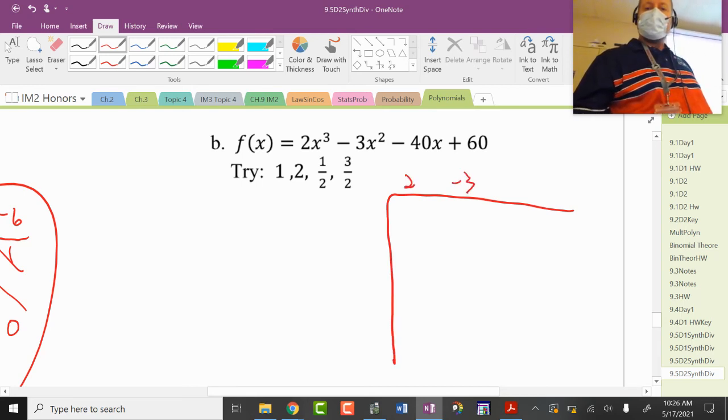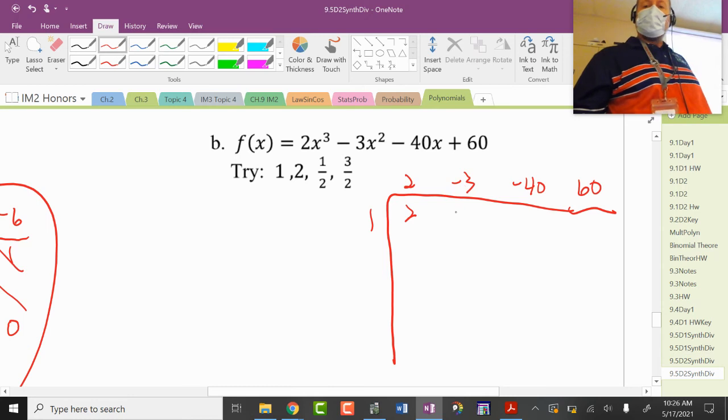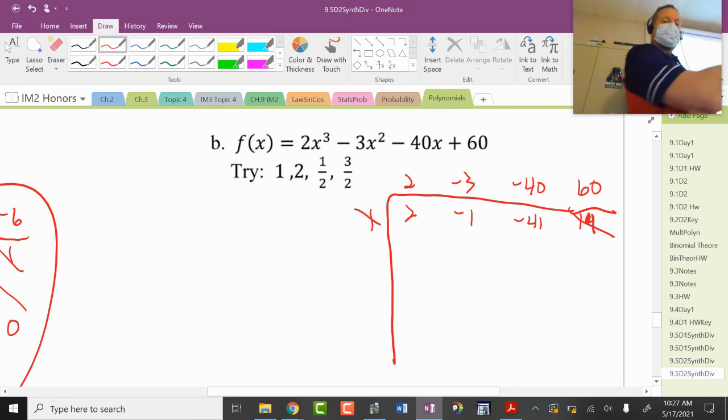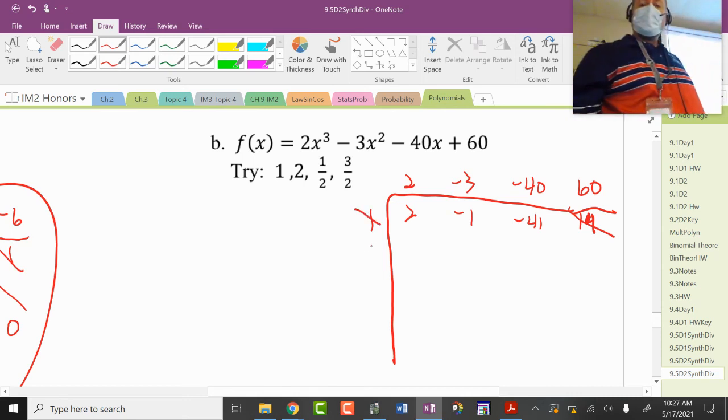I'm going to go ahead and do this the only way, which is like this. 2, negative 3, negative 40, 60. 2 plus negative 3 is negative 1. Oh, this doesn't even come close. Negative 1 plus negative 40 is negative 41. It doesn't even matter at this point. If you know that's not a 0, just kill it and move on.